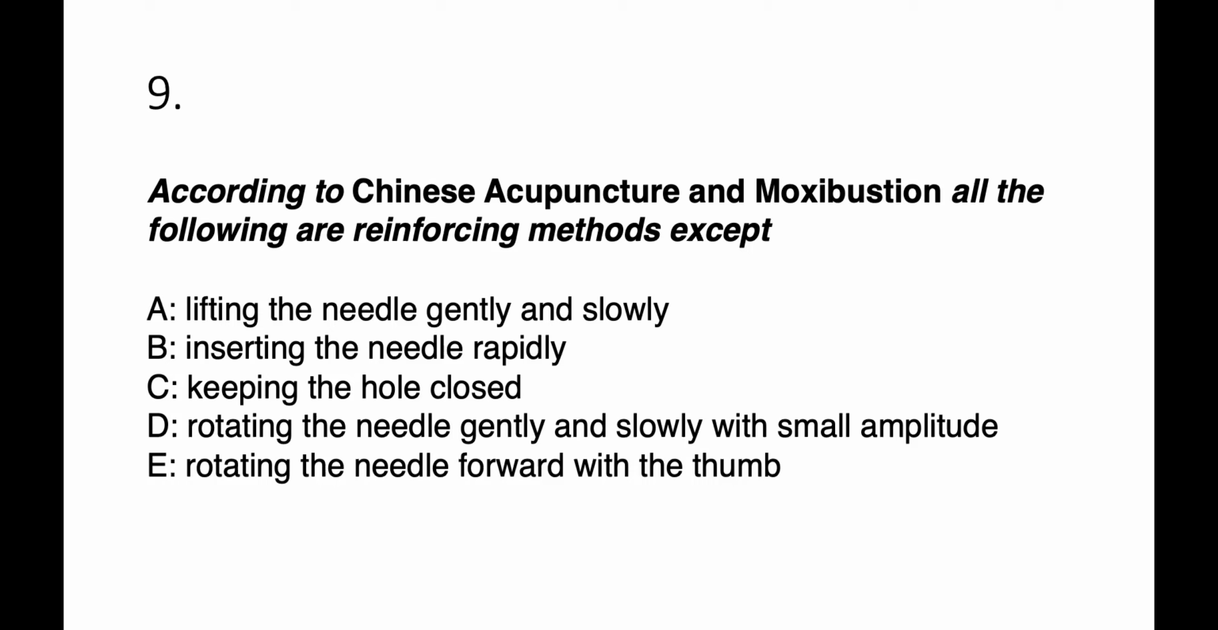So you lift the needle gently and slowly, as if you are letting the patient feel it. The technique is slow. And you keep the needle hole closed, which is why you always use cotton to close it. Rotate the needle gently and slowly, with a small amplitude. Then rotate the needle forward with the thumb. Not everybody does this.